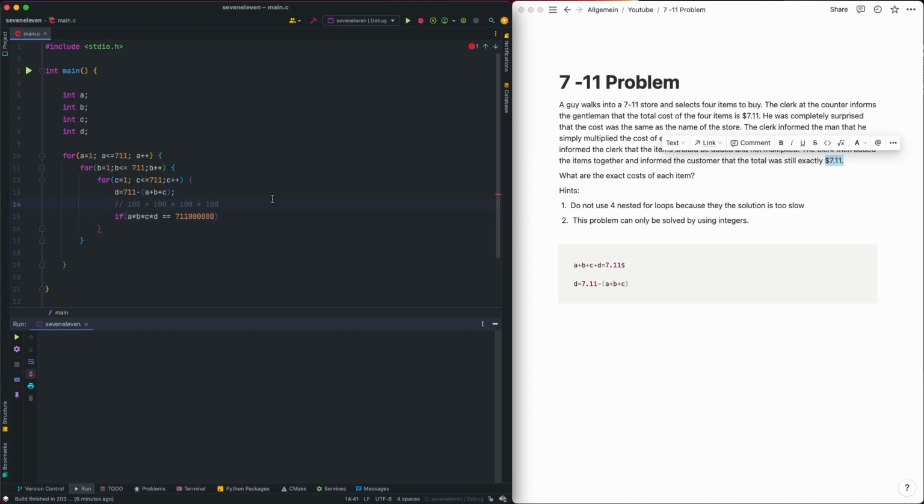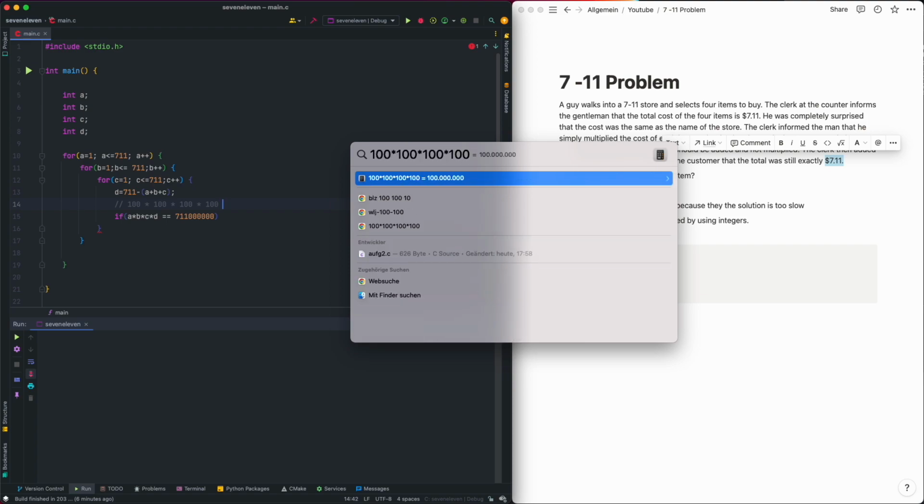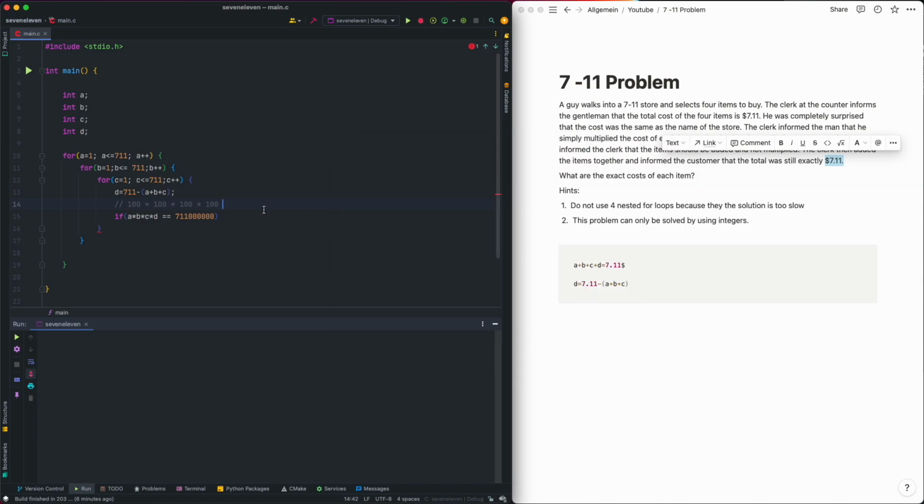How do you get to this value? We just say, we already have it here, 100 times 100 times 100 times 100. You can just have it here, times 100 times 100 times 100. So it's 100 million, so we can just then say it's 100 times 100 times 100, times 711. This is actually then this value here. Okay. Then, when we have this value, we can print our result.